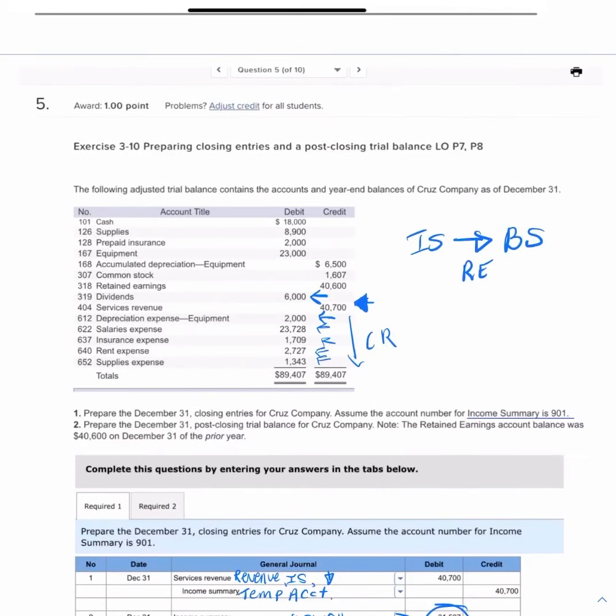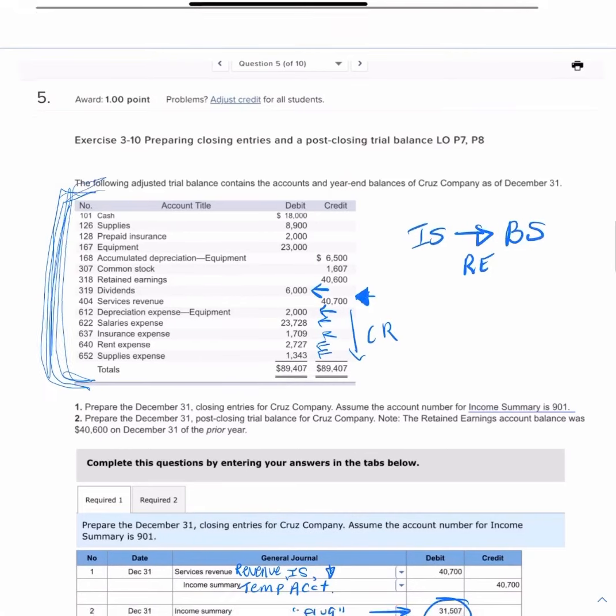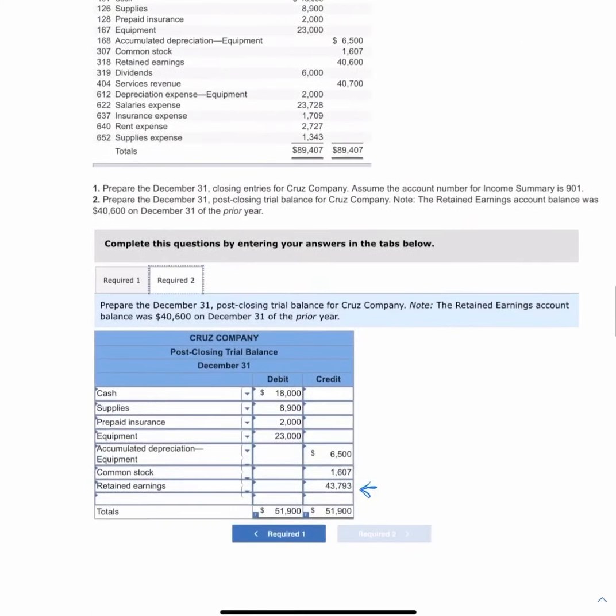was my adjusted trial balance. It had all of these accounts on it. But if you look at what we end up preparing for my post-closing trial balance, what do you notice that's missing? We've got cash, supplies, prepaid insurance, equipment, accumulated depreciation, common stock, retained earnings. What financial statement do all of those items go on? They all go on the balance sheet.